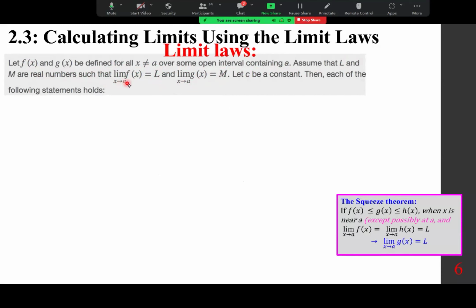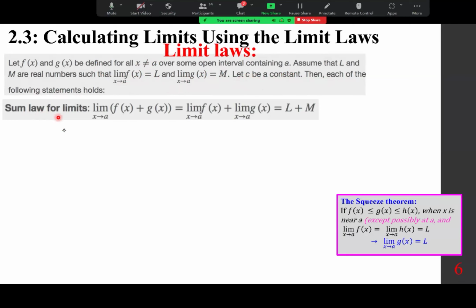Remember, when we are discussing limits at x equals a, what happens there is not of interest to us. In fact, the function may or may not even be defined at x equals a. So the limit of f of x as x approaches a is given as L. The limit of g of x as x approaches a is equal to M. And let c be some number, some constant. Then each of the following statements holds.